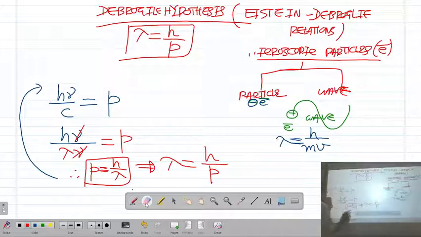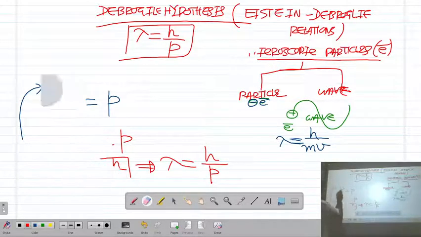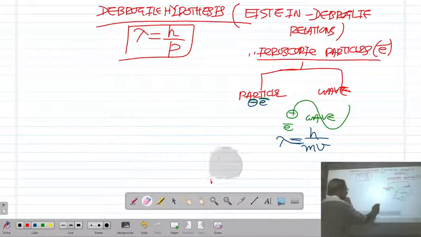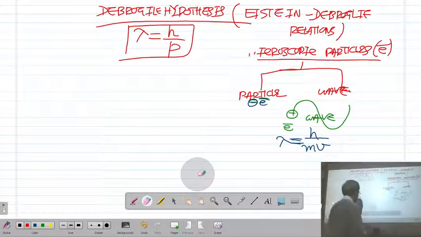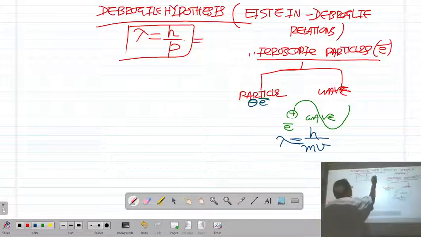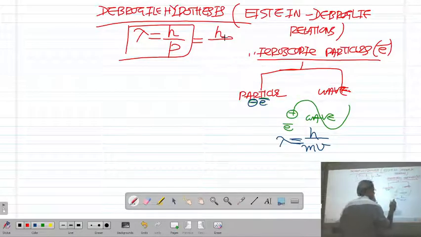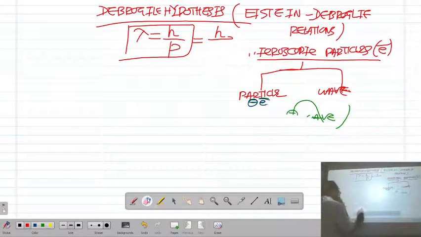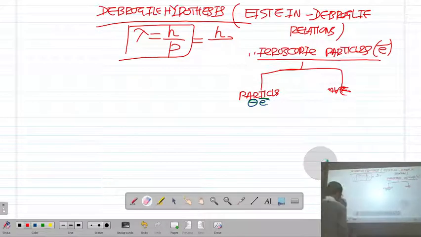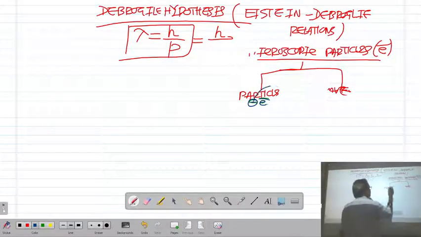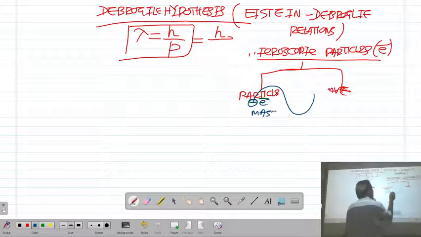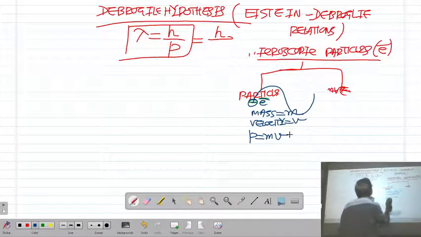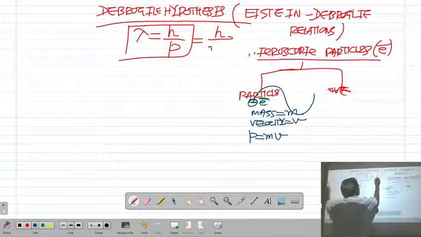So what is h here? h is the Planck constant and p is the momentum of the electron. If the mass of the electron is m and the velocity of the electron is v, then the momentum of the electron will be mv. So you can put the momentum of the electron p equal to mv.